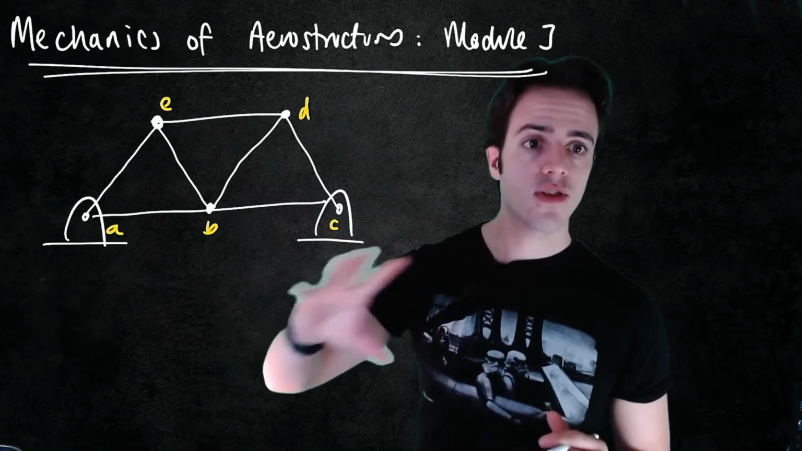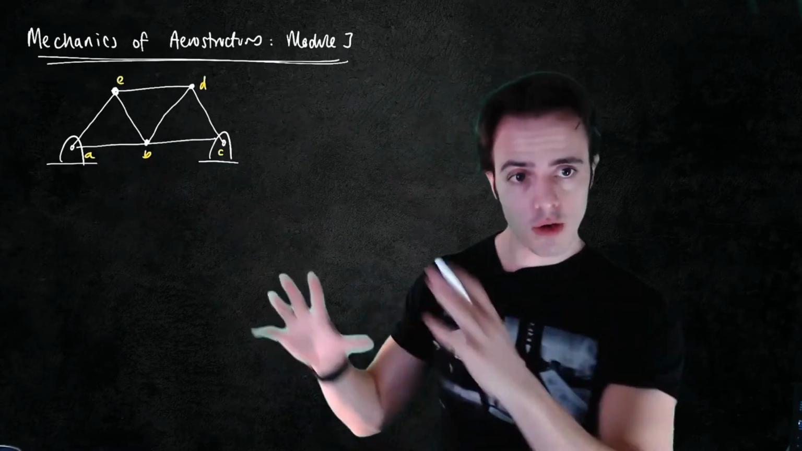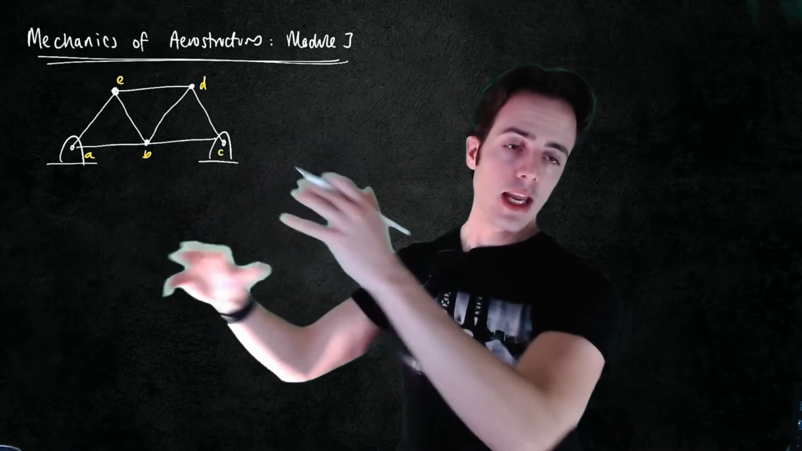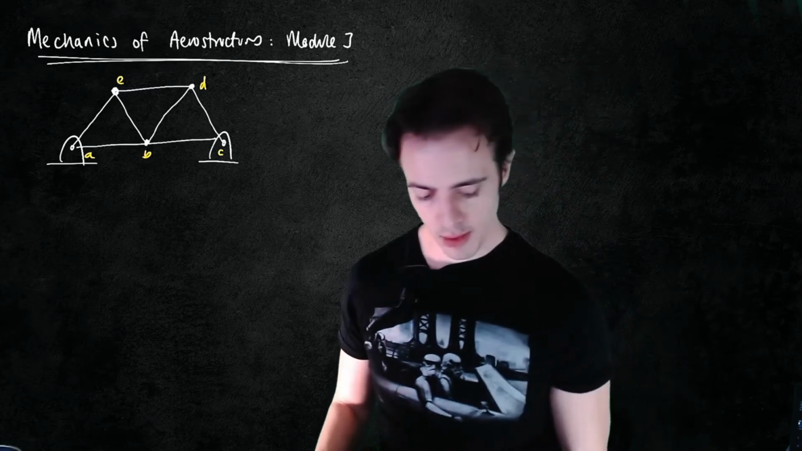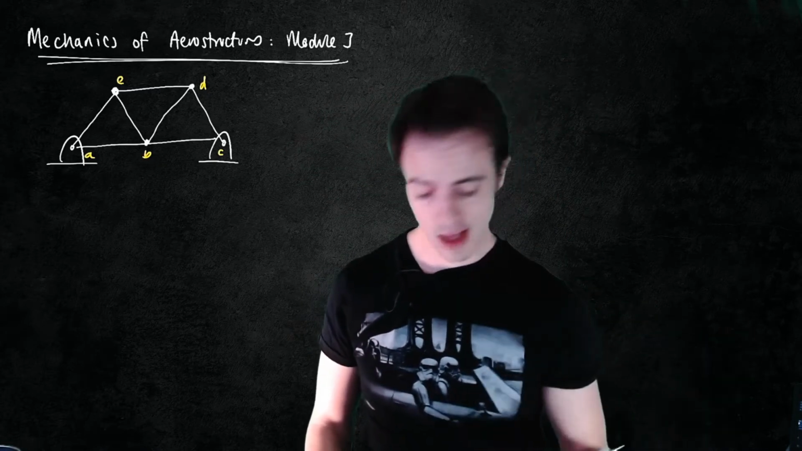Even for a simple structure like this, it would be good to be able to solve this in a generalized format. So we want to be able to take any sort of truss structure and define it in terms of two tables. The first table will be information about where the nodes actually exist.